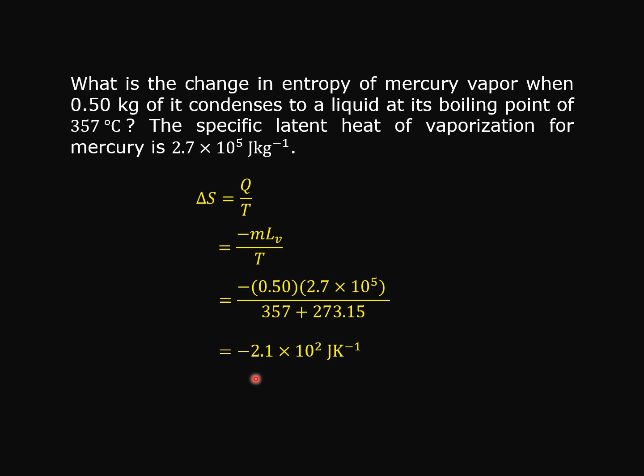The answer we obtain is negative 2.1 times 10 to the power of 2 joule per Kelvin. The unit of the entropy change is joule per Kelvin, as we can see from this formula. The negative sign here indicates that the entropy of the mercury will reduce when it condenses from the vapor to the liquid.